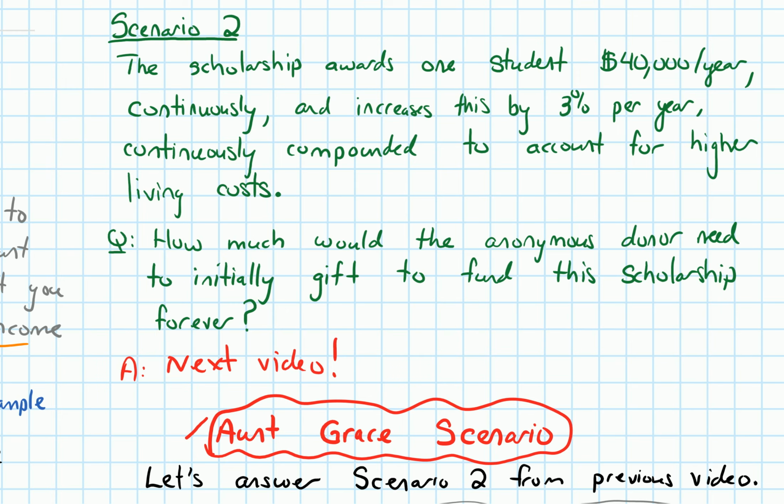It's saying that the scholarship is going to award one student $40,000 per year continuously. And they're going to increase that by 3% per year, continuously compounded, to account for higher living costs. The question we want to answer now is, how much would the anonymous donor need to initially gift? Because maybe that $1 million isn't going to cut it, like the initial example said. How much would they need to give initially to fund this scholarship forever?